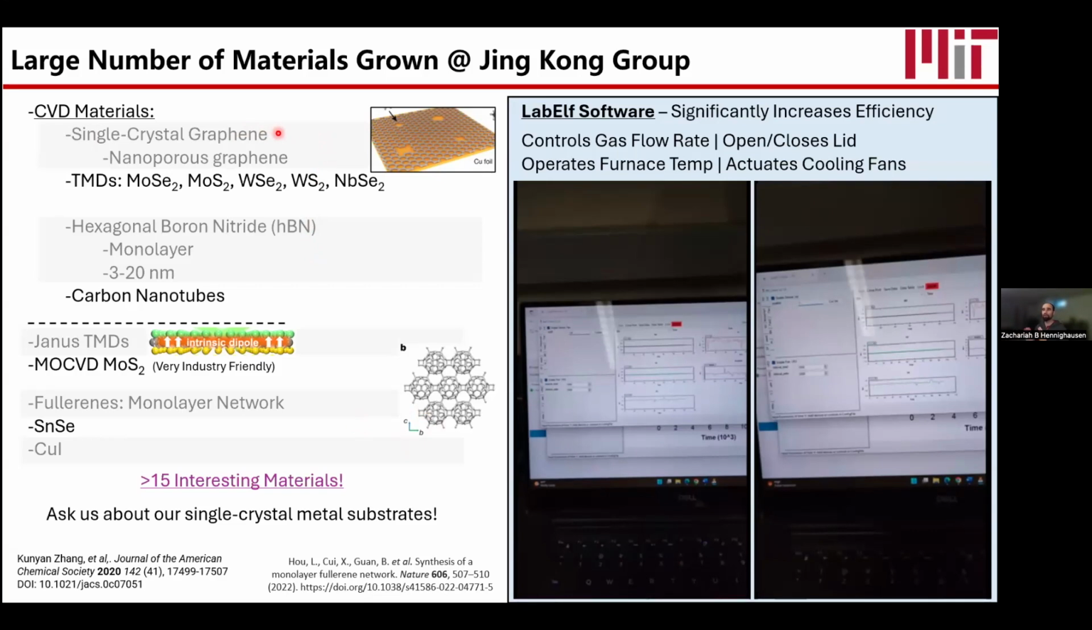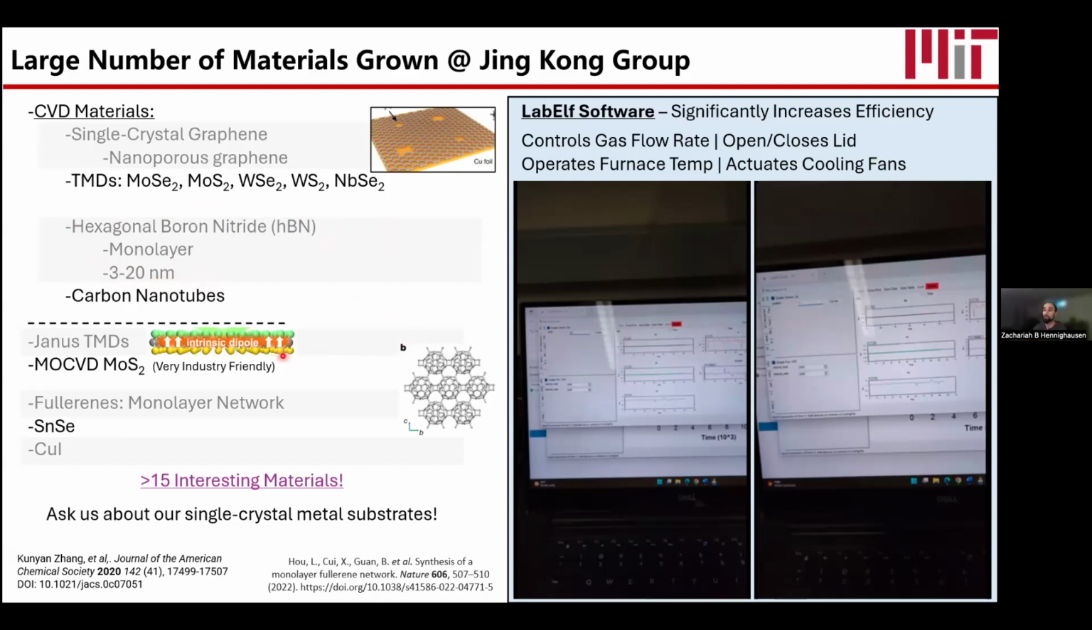So the graphene is single crystal for these giant domains. We also make nanoporous graphene, which is very exciting for filtering. Very exciting papers were published maybe about a year ago. Here are all the various TMDs that are grown within the group. We grow hexagonal boron nitride, monolayer and very thin, but we also grow thicker, 3 to 20 nanometers. Again, this is all for very large area growth.